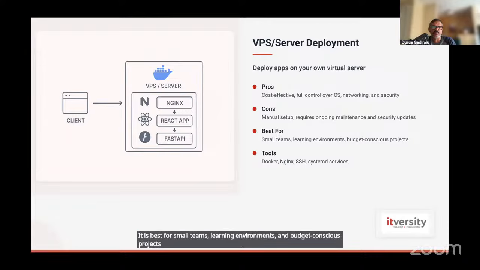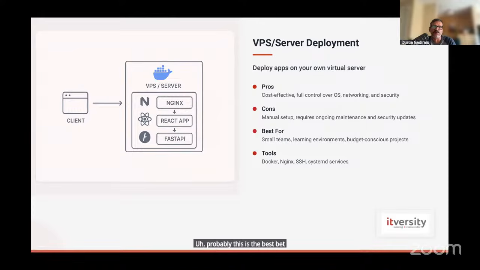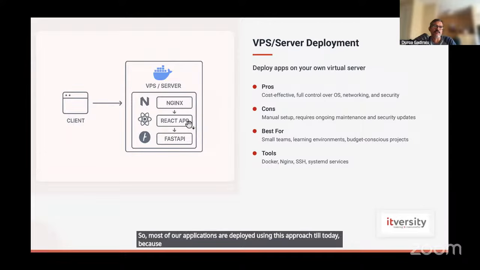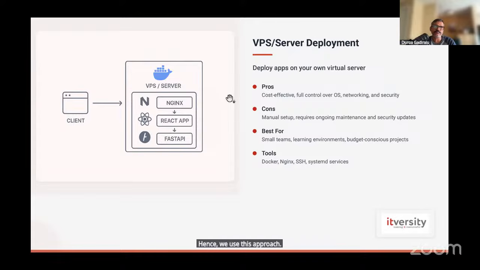If the project is small and if you wanted to build in a single VM, probably this is the best bet. And what tools do we typically use? We use Docker, Nginx, SSH because we have to connect to this VM quite often, and then we will take it forward. So most of our applications are deployed using this approach till today because at ITVersity the applications are not very big. Hence, we use this approach.